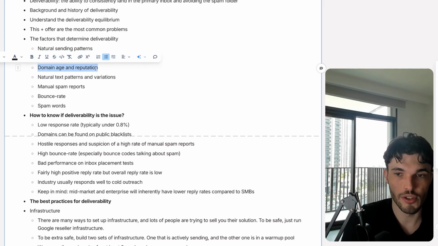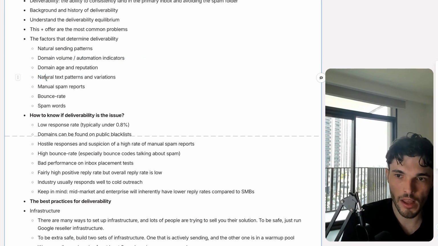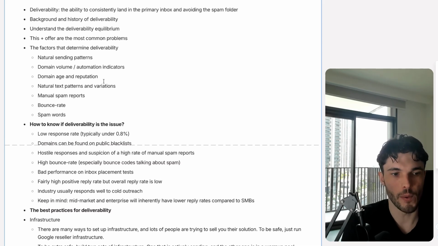Domain age and reputation is another one. How long has your domain been around and does it have a good general reputation? Another one is natural text pattern and variations in the emails you're sending. Obviously, no human would be sending the exact same email over and over again. And what we're trying to do here is look as natural as possible, right? We want to look like a legitimate sender, even though it's automated.